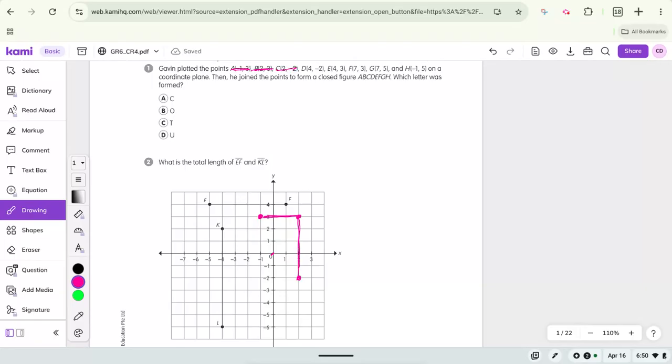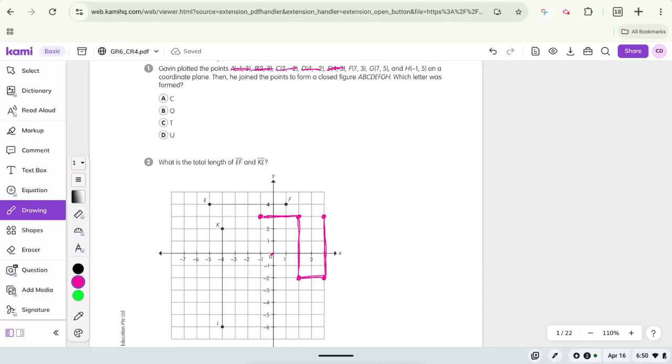Then 4, 2, 4, -2. So I go to the right 4 and down 2. So here we go. All right. Then I have 4, 3. So to the right 4 and up 3. Here we go.